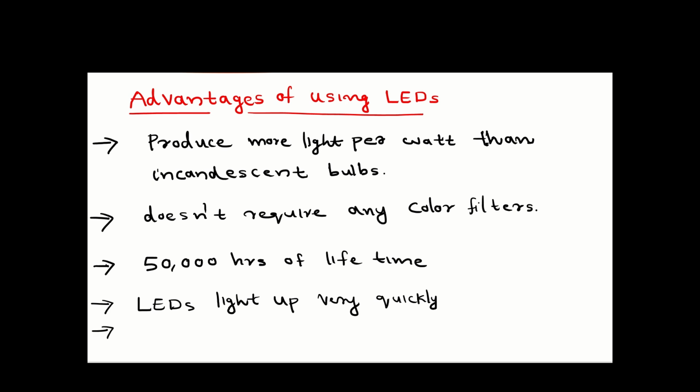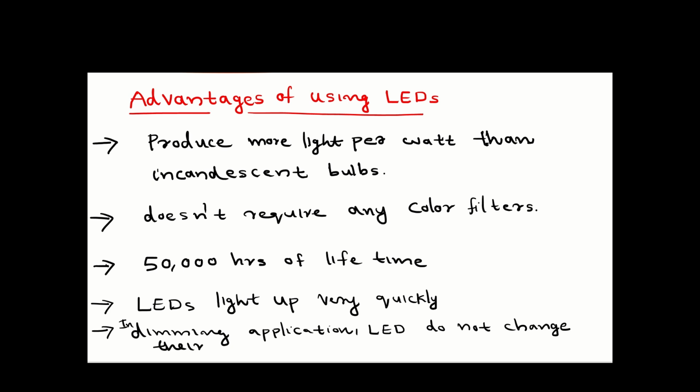The next advantage is when used in applications where dimming is required, LEDs do not change their color tint as the current passing through them is lowered, unlike incandescent lamps which turn yellow. That means in dimming applications, we slightly reduce the intensity of the light, and the LED does not change its color tint. Okay, these are the advantages of LED.